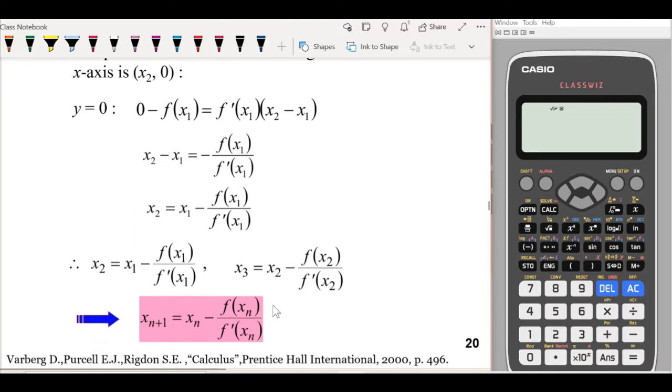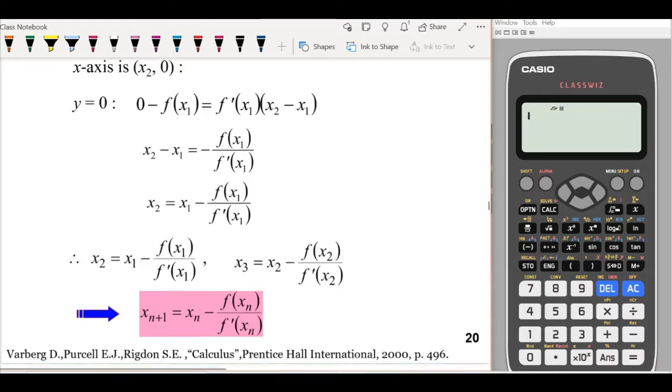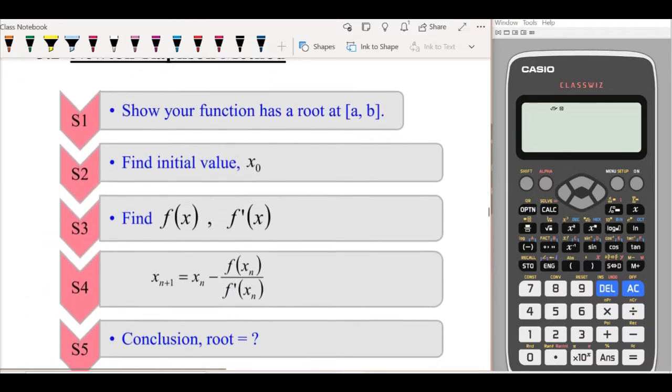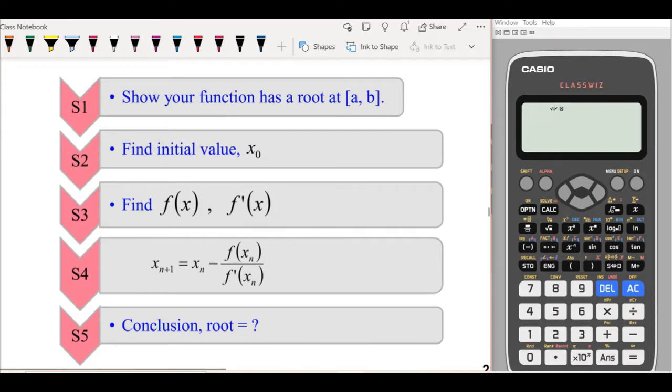Before we start, just highlight it first. For the Newton-Raphson method, we have a fixed formula: x_{n+1} is equal to x_n minus f(x_n) divided by f prime of x_n. Altogether we will have 5 main steps in order to solve by using the Newton-Raphson method.